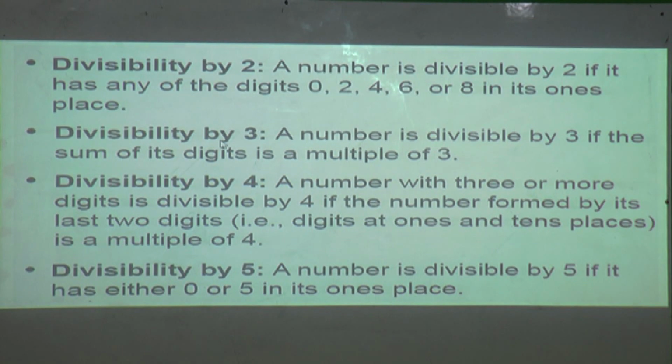Then divisibility by 3. A number is divisible by 3 if the sum of the digits is a multiple of 3. If it is a 3 digit number, for example 345, we have to add the numbers 3 plus 4 plus 5. If the addition of the digits is divisible by 3, then the number is divisible by 3.